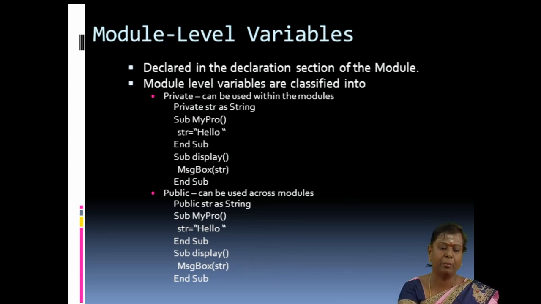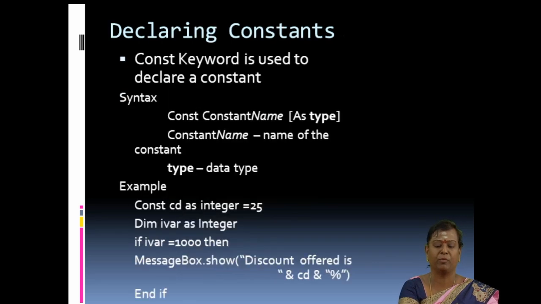See in our example, we have first declared a private variable. So throughout this Module 1, the string value can be accessed. But coming to public, if it is public, in Module 2 also this string value can be accessed using the module values. Then, declaring constants.